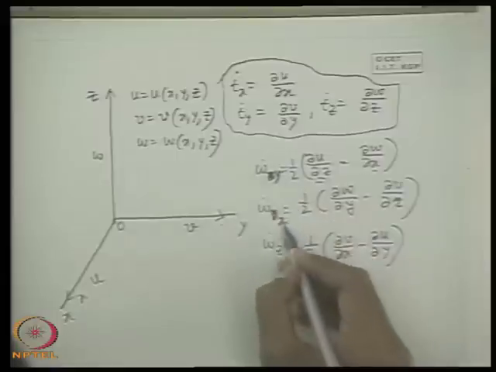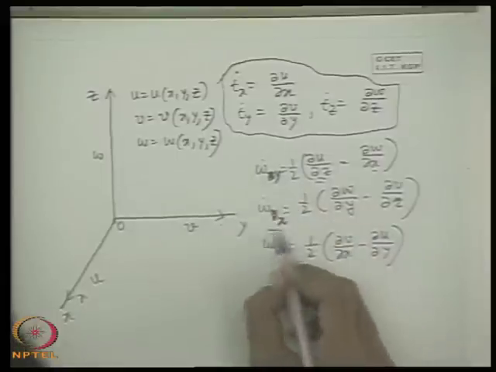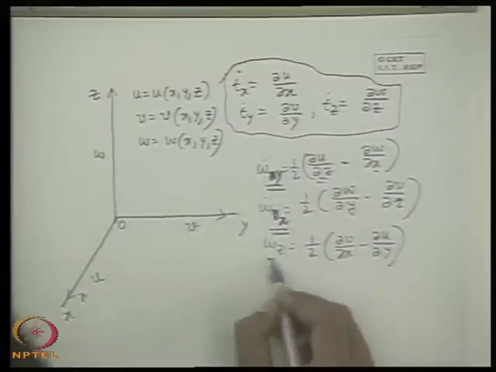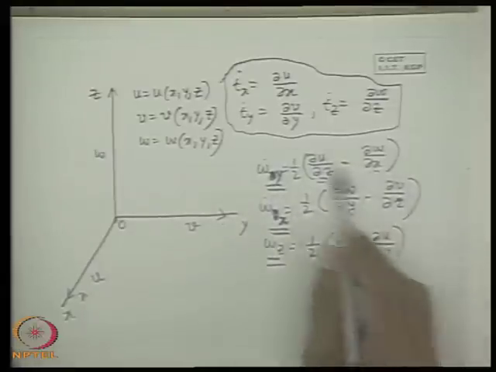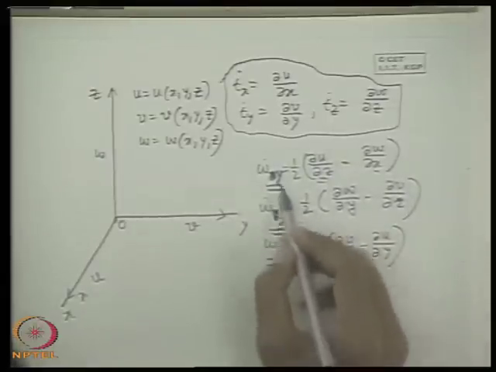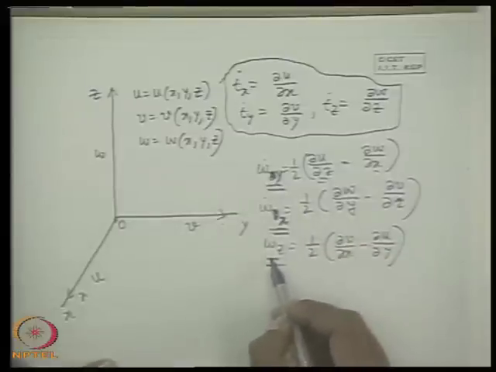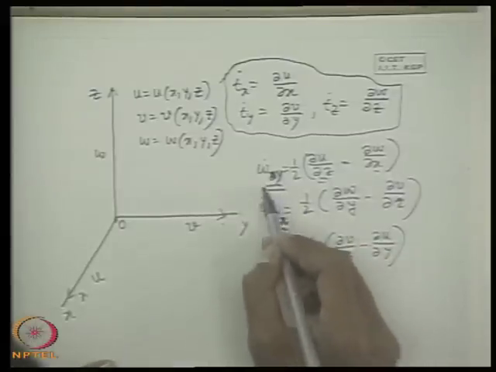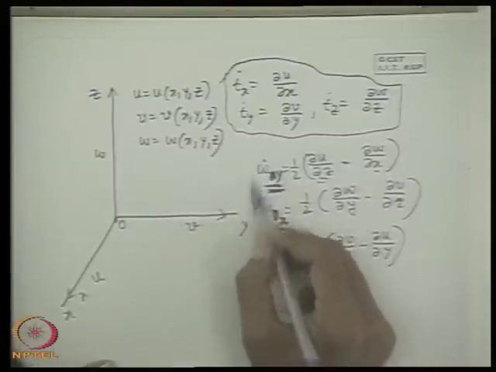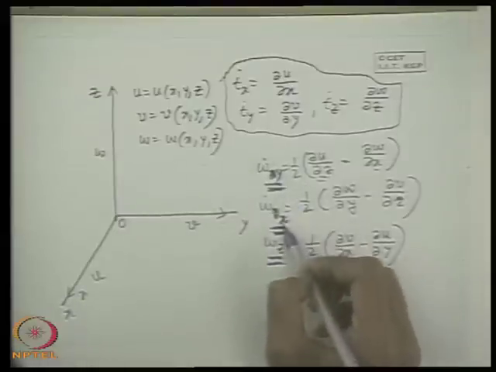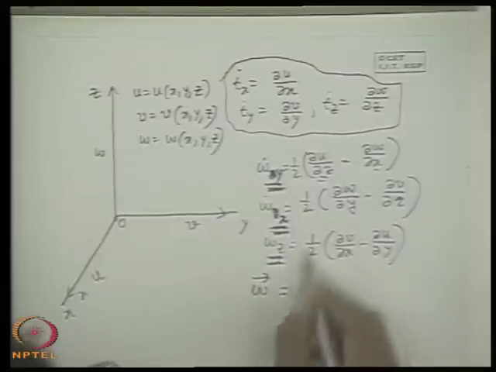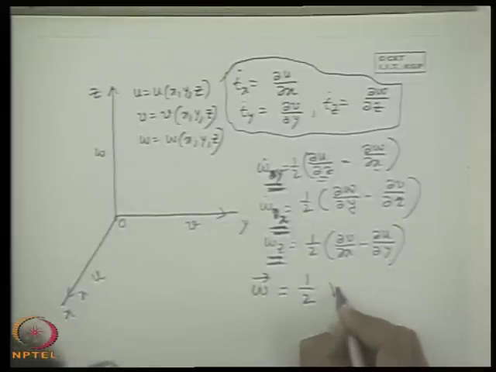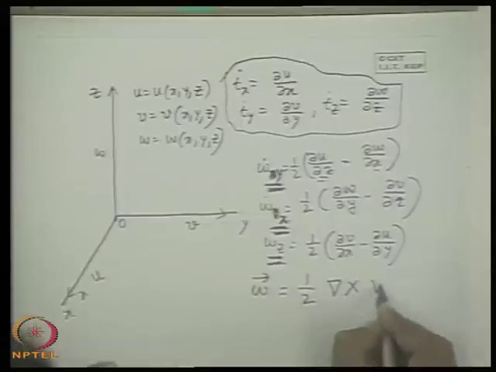I am sorry, because I took x, y, z haphazardly. So this is omega dot x, this is omega dot y, this is omega dot z. So these are the angular velocities or rotation about x, y, z. That means the rotation about the x axis, rotation about the y axis, and rotation about the z axis. Therefore we see the rotation is a vector which has 3 distinct components x, y, z. So this vector can be written as half of the curl of the velocity vector.